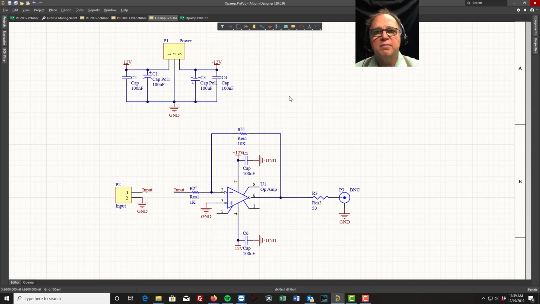That's the whole reason I made this short video for bypass caps, so that you'll understand why we put bypass caps here and what their functions are. Remember, on a polarized cap, you have to keep the polarity right. Ground is more positive than -12, so that's why this one's upside down.